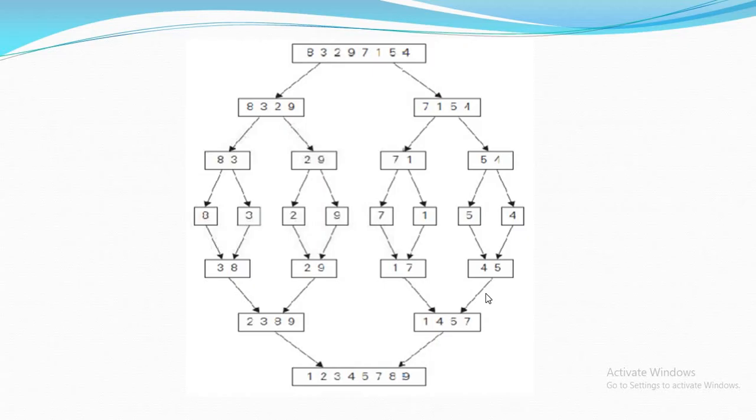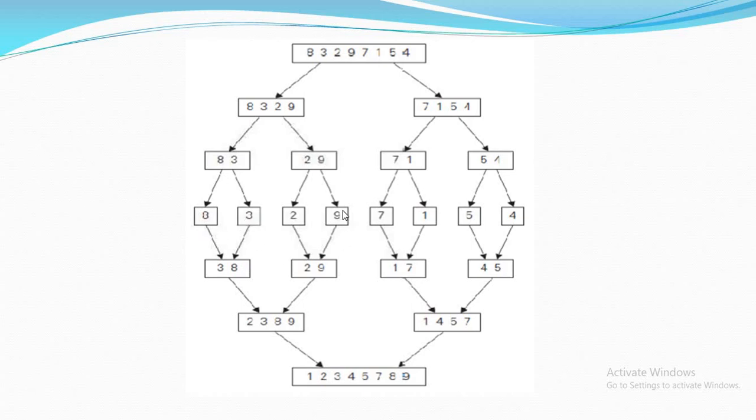Consider the example. Now we split the list into two sublists: 8, 3, 2, 9, 7, 1, 5, 4. We divide it into two sublists, 8, 3, 2, 9 and 7, 1, 5, 4. Again, each sublist can be divided into two sublists: 8, 3 and 2, 9, and 7, 1 and 5, 4. Again 8, 3 is divided into two sublists.